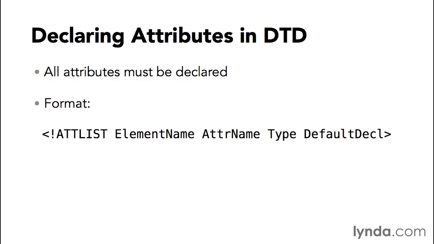It has an opening angle bracket with an exclamation point and the capital word ATTLIST, followed by the element name, the attribute name, the type, and a default declaration, followed by a closing angle bracket. So the element name is the name of the element that you're defining the attribute to be used on. The attr name is the name of the attribute. The type is the attribute's type, and I'll get to those in a moment. And finally, there is the default declaration, which is in place of the default decl keyword there. It defines how the attribute behaves under default situations, and I'll get to that in a bit.